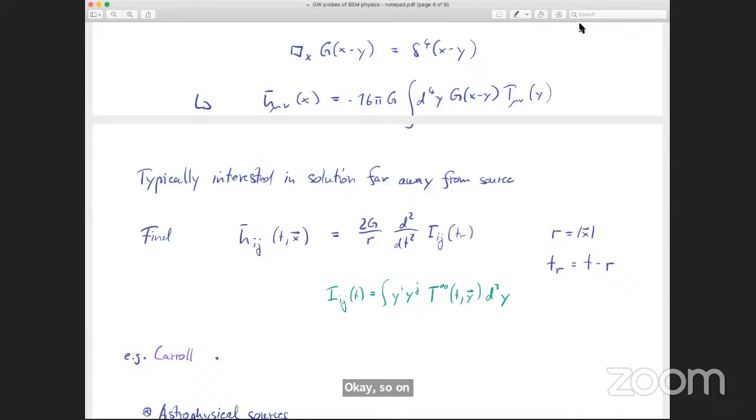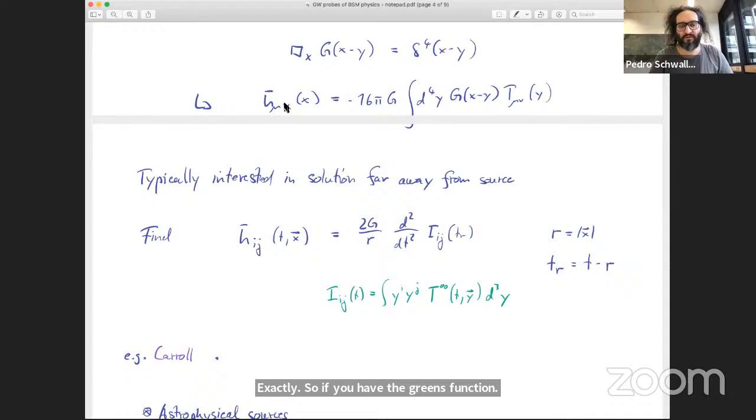So if you have the Green's function, you can write the solution for the wave equation in terms of the source using this Green's function. So this is the most general case. Of course, we're not interested in the most general case. We are interested in the limit where we are far away from the source. And in that case, you can show that you can simplify this expression. You expand and so on.